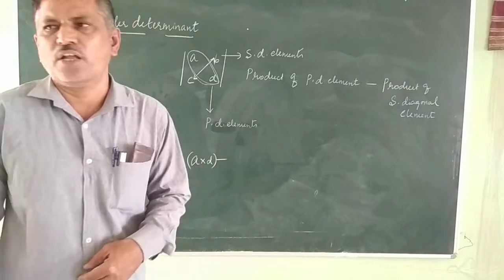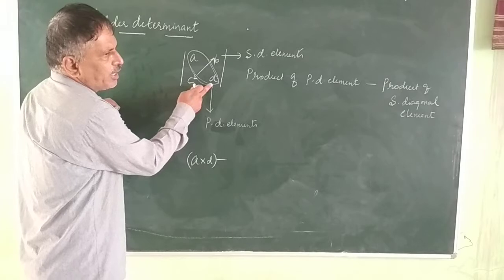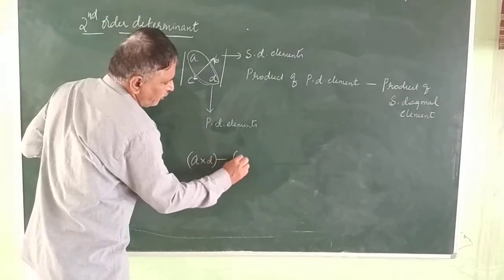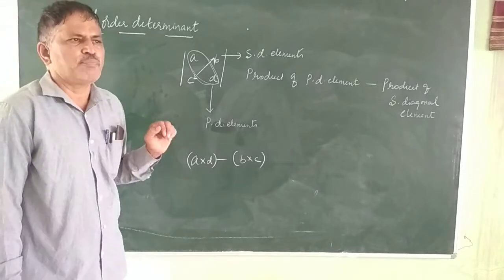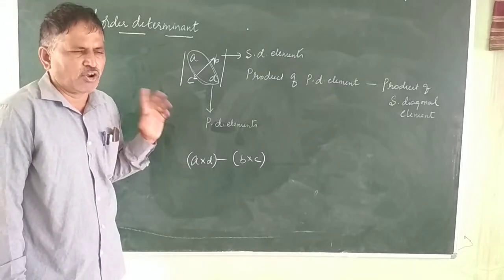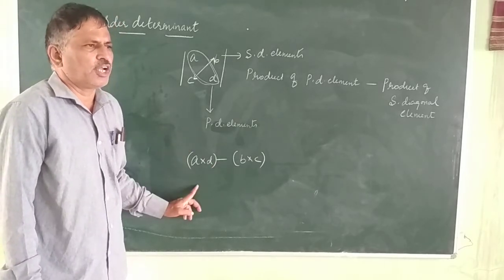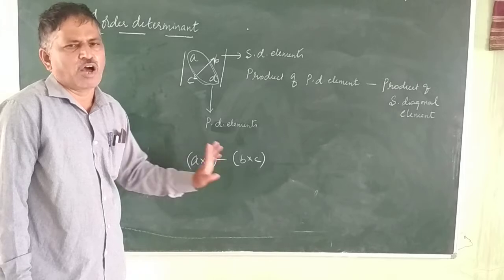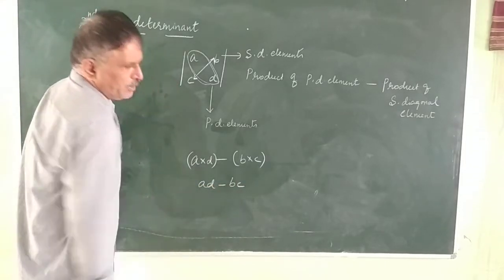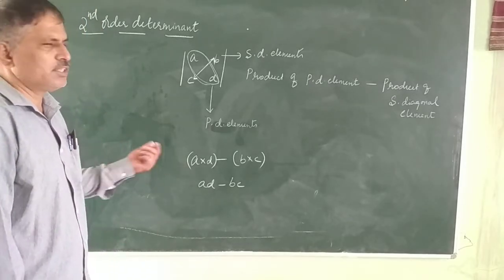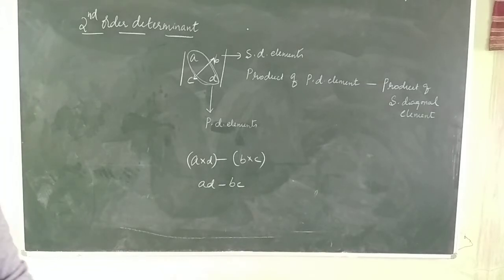So here product is given. Product means you need to multiply the principal diagonal, and you need to multiply the secondary diagonal. So very clearly, in order to evaluate the second order determinant, you need to take the difference between the product of the principal diagonal and the product of the secondary diagonal. I can write this as AD minus BC. This is the method you need to follow in order to solve the second order determinant.